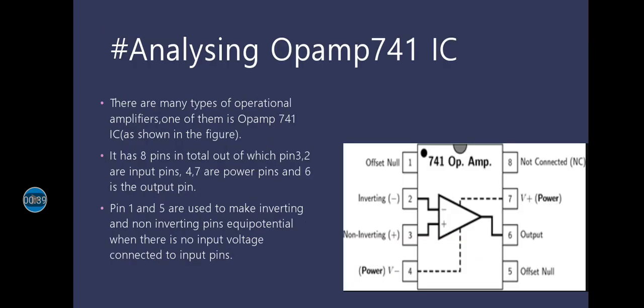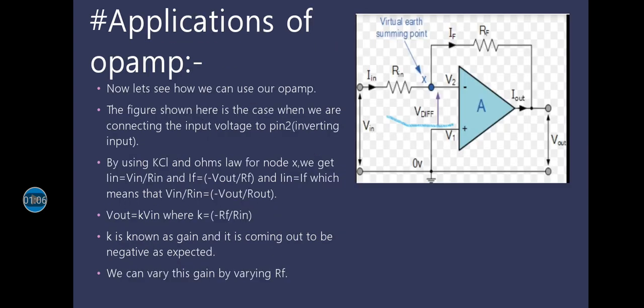Now moving on to one of the most used operational amplifier circuits, which is operational amplifier 741 IC. As we can see in this figure, it has 8 pins, out of which 2 are input pins, 2 are power pins, 1 is output pin, 2 are offset null, and offset null is basically used to make inverting and non-inverting pins equipotential when there is no voltage connected to the inverting and non-inverting pin of the operational amplifier. And there is one more pin which is not connected, pin 8.